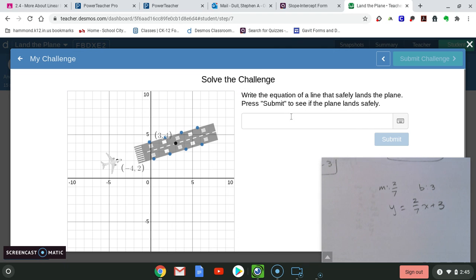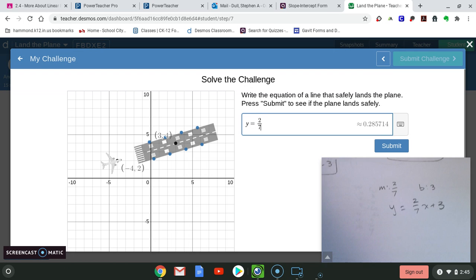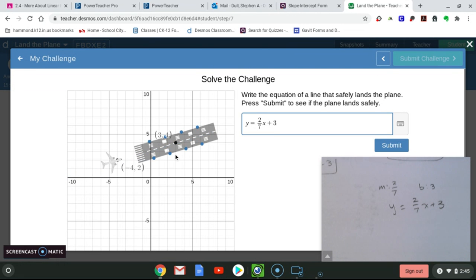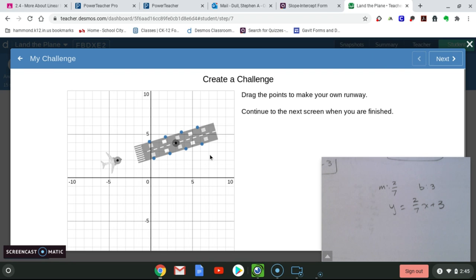Well, now I need to test that and to make sure that that's actually the equation. So let's type that in and submit. Ooh, not quite. Very interesting to me. We may have to go back one.